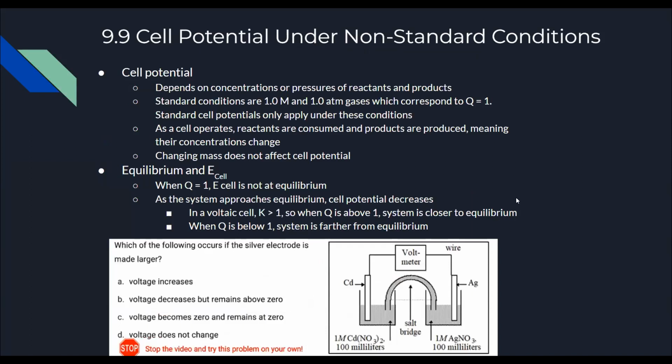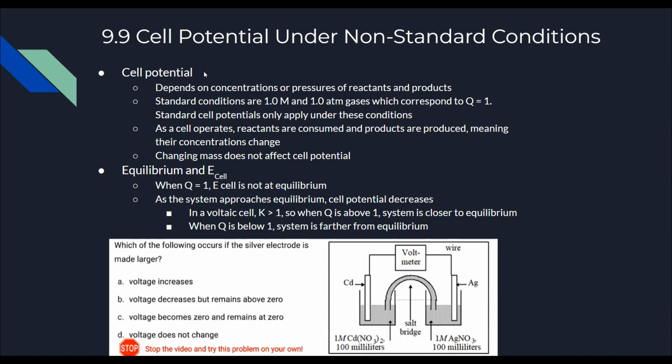So 9.9, cell potential under non-standard conditions. Cell potential depends on concentrations or pressures of reactants. Standard conditions are defined as 1.0 molarity and 1.0 atm for gases, which correspond to Q, or the reaction quotient, equaling 1. Standard cell potentials will apply under these conditions. As the cell operates, reactants are consumed and products are produced, meaning their concentrations change. Changing mass does not affect cell potential.